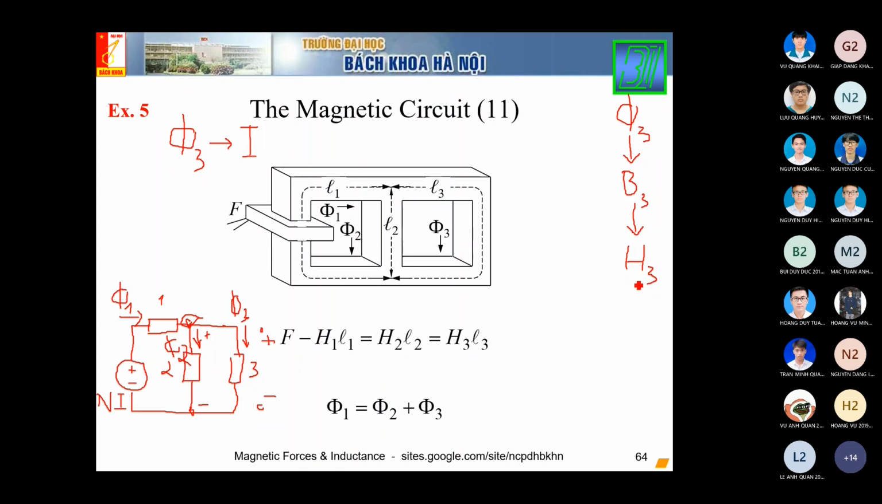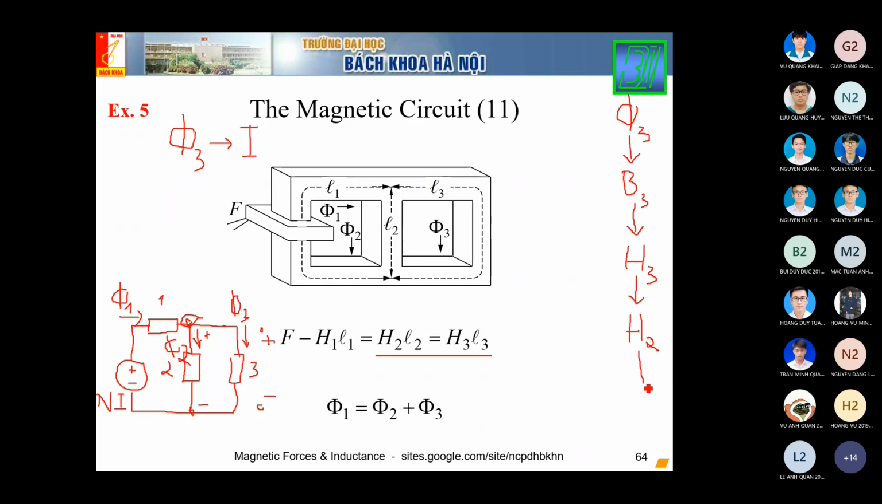And then what? Knowing H3, what can we find, guys? Current. Yes, sorry. Current I3? No. From H3 here, we can find H2. Okay, according to this one, because we are given N2 and N3, so we can find H2.